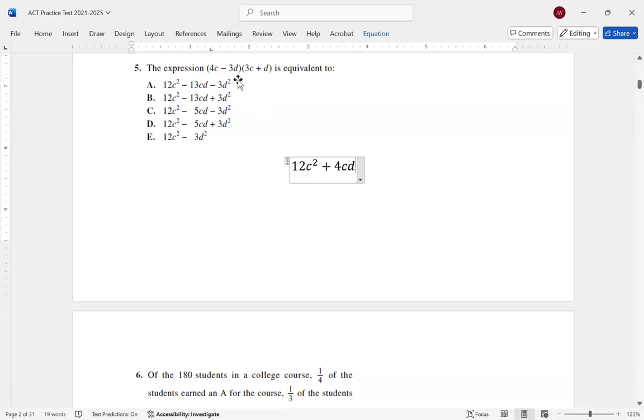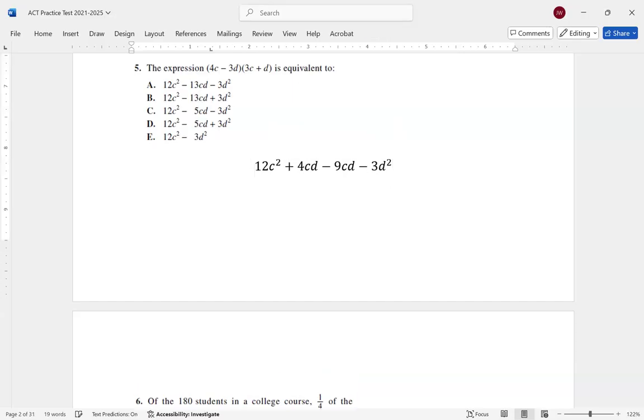Then negative 3d times 3c is minus 9. You can either write that as dc or cd. And then minus 3d times d is minus 3 times d squared. Those middle terms are alike, so I can combine those to give me 12c squared minus 5cd minus 3d squared. And that obviously is option C. So option C is the answer to question 5.